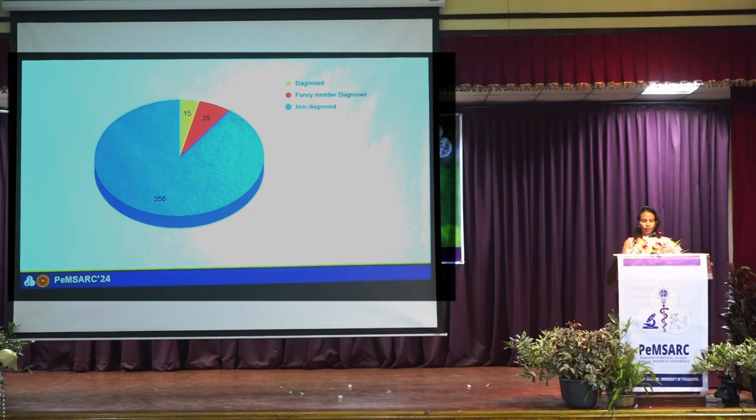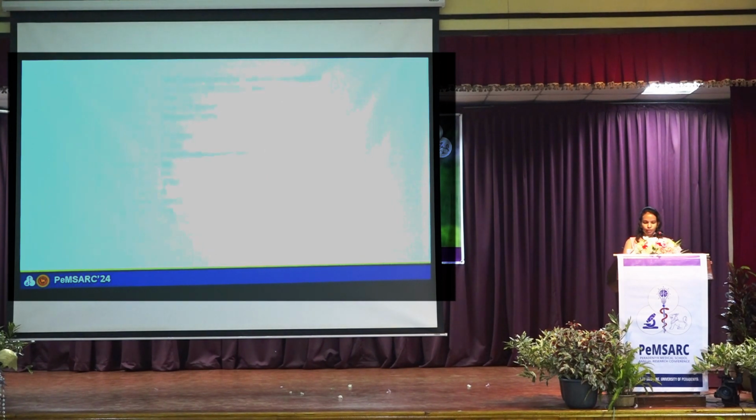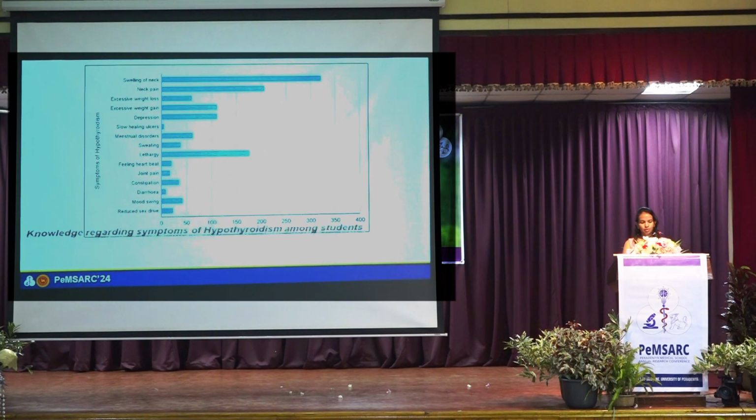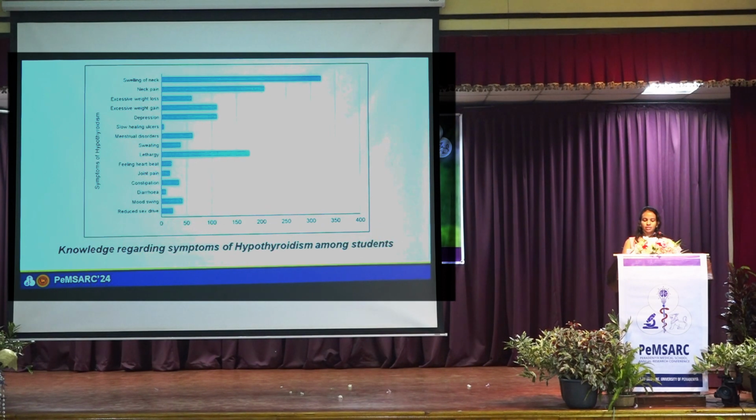thyroid disorder, while only 40 students had the exposure status. Out of them, 15 were diagnosed thyroid patients, while 25 had a family member who was diagnosed with a thyroid disease. So, this graph shows the knowledge on symptoms regarding low thyroid hormone levels.